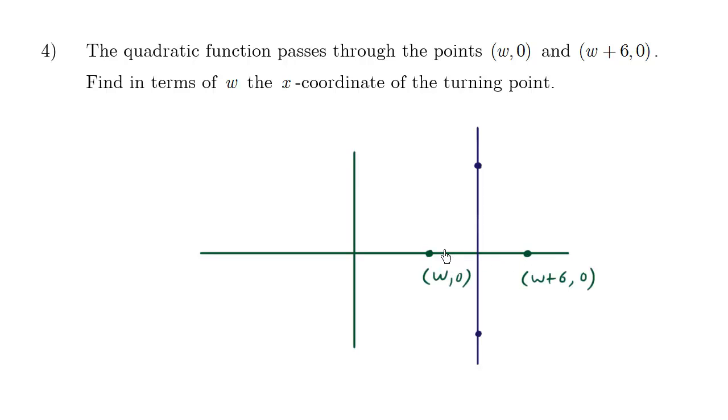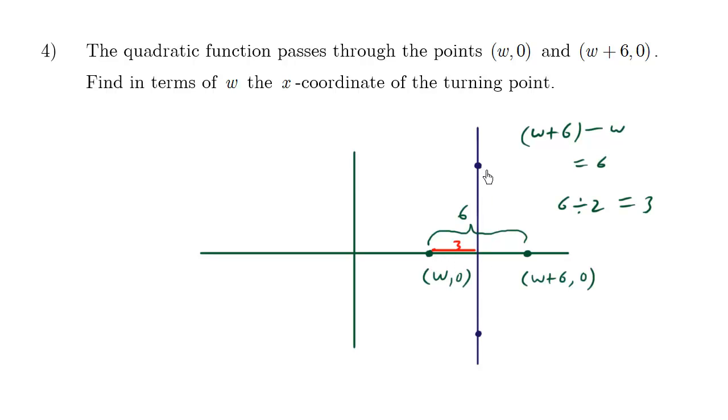So the distance from here to here is going to be w + 6 minus w, which is 6. So these 2 points are 6 units apart. That means the halfway point is going to be 6 divided by 2. So w + 6 minus w equals 6. 6 divided by 2 is equal to 3. So we know that the distance between this first point and the middle must be 3.